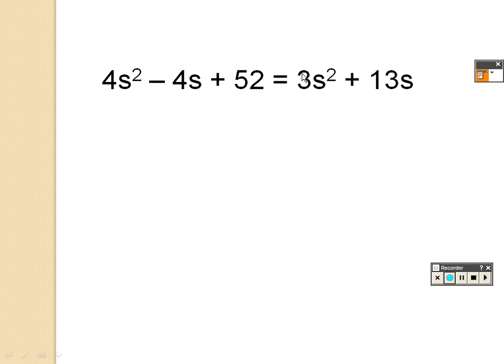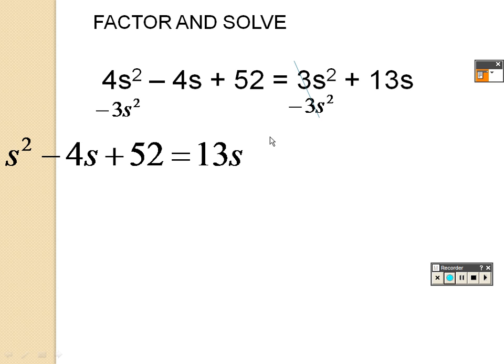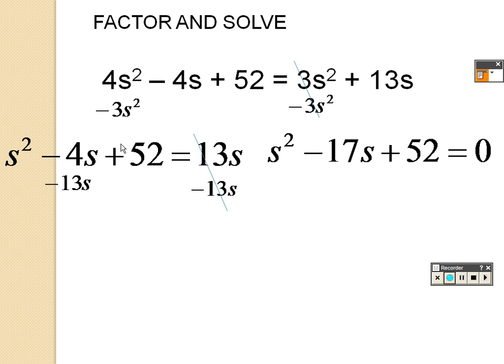Alright, in this one, I've got to combine everything together. So let's factor and solve this one as well. With this one, I take this and move it over to the other side. So minus a 3s squared, minus a 3s squared. So you just get s squared minus the 4s plus 52 equals 13s. Since it's quadratic, I've got to move everything over. So minus 13s over to this side. So when I do that, I get 0, because it's quadratic. And I get s squared minus 17s plus 52 equals 0.